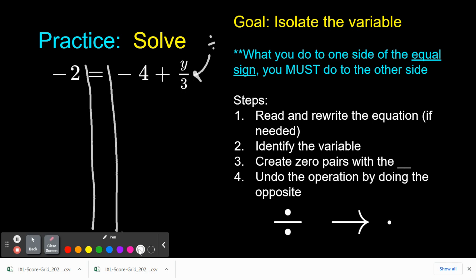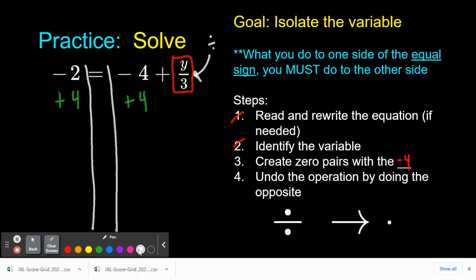Okay, so let's go ahead and find our variable term. There it is. And let's create 0 pairs to get rid of the -4. What do we need to add to -4 to get 0? We need to add the opposite. The opposite of -4 is +4. If we add +4 to the right side, we need to add +4 to the left side as well.